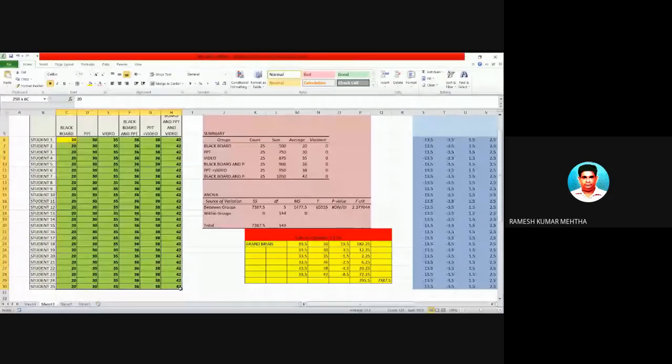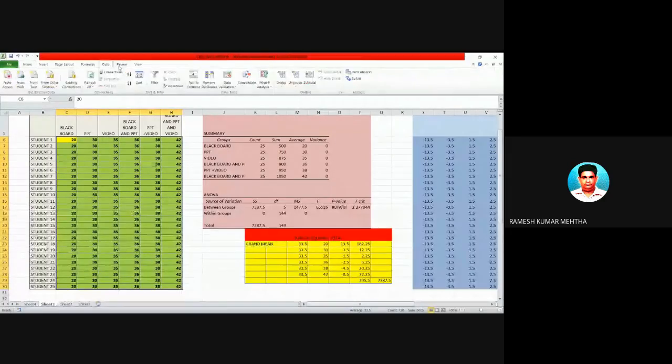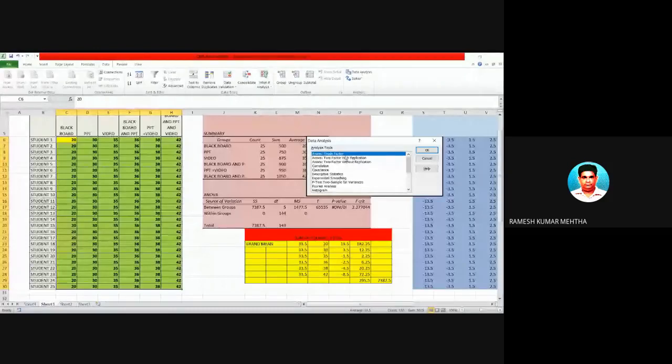What you have to do is go to Data. Here we have Data Analysis. If you go to Data Analysis, a pop-up box will open, and you will have so many statistical tools which you can use for your purpose. But in this particular case, we are going to use ANOVA.